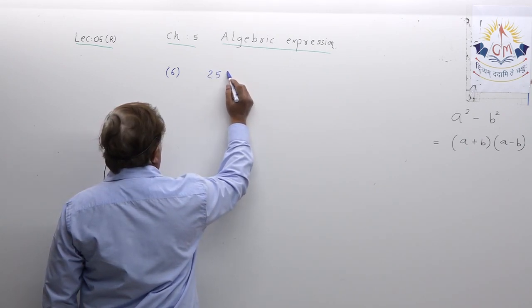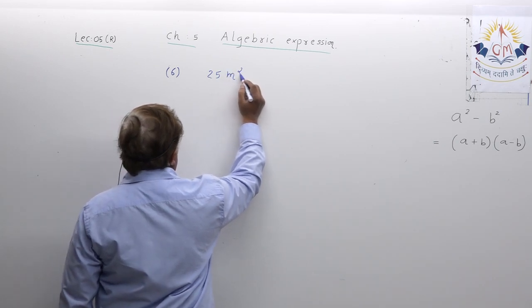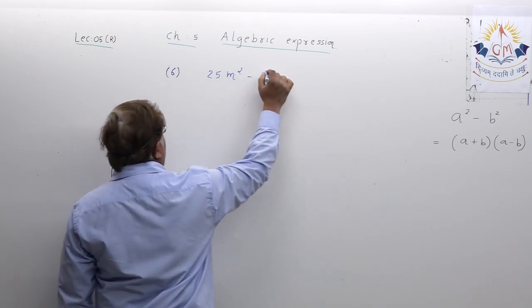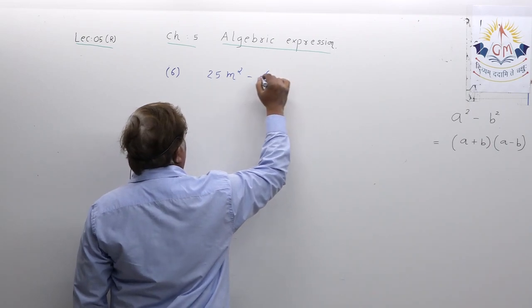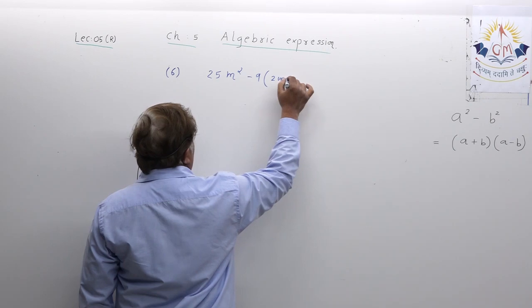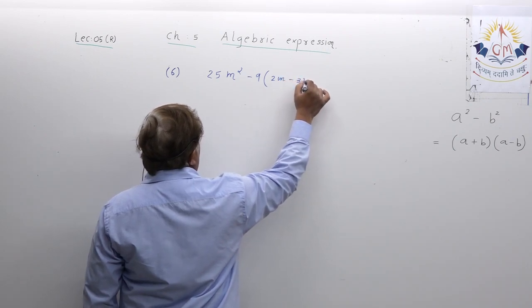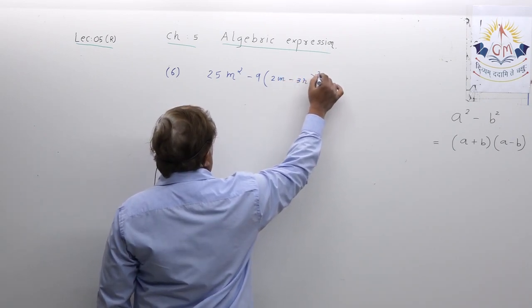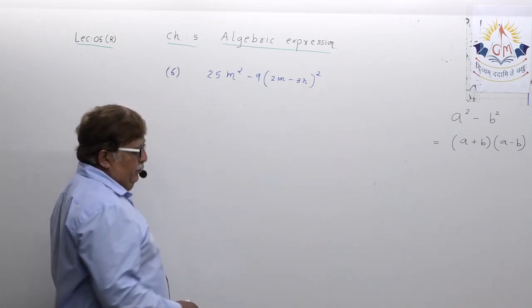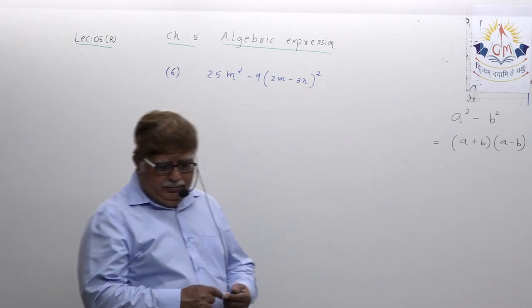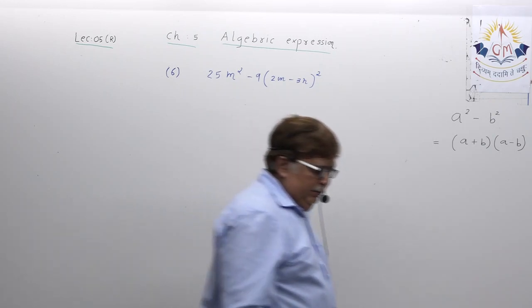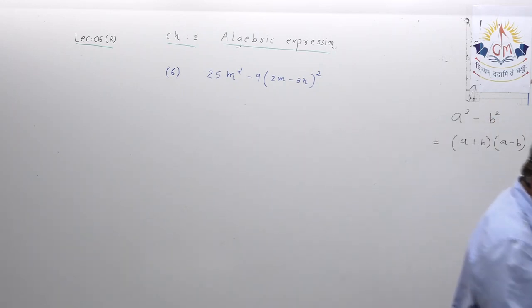25m square minus 9 (2m minus 3n) whole square. Just a little thinking, my dear student, and try to solve this, okay? And then I will solve it for you.